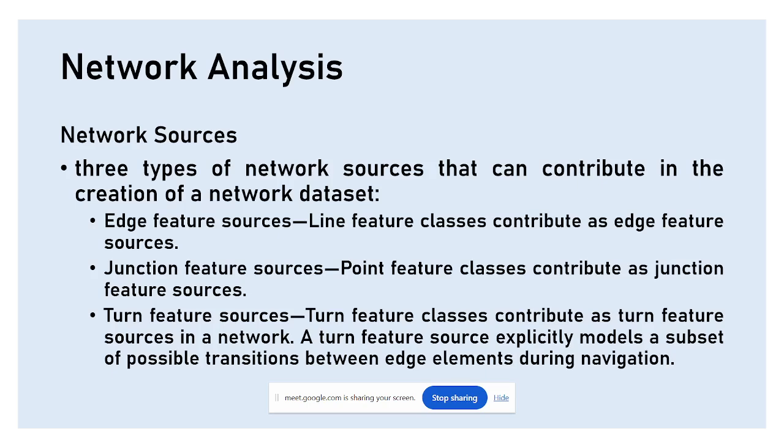So then we have network sources. Just like how you have three elements, you also have network sources. There are three types of network sources that can contribute in the creation of a network data set. So we have the edge feature sources, then we have the junction feature sources, then we have the turn feature sources.